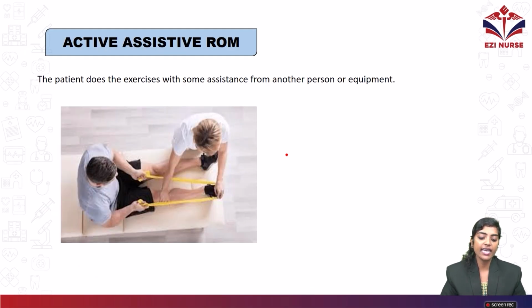Next we will discuss active assistive ROM, which means active assisted range of motion. In that, the patient does the exercises with some assistance from another person or equipment. If they are doing an exercise by themselves without help, that is active. If they are doing an exercise with help, meaning another person is needed, or any equipment like a thread, then we call that active assistive range of motion.